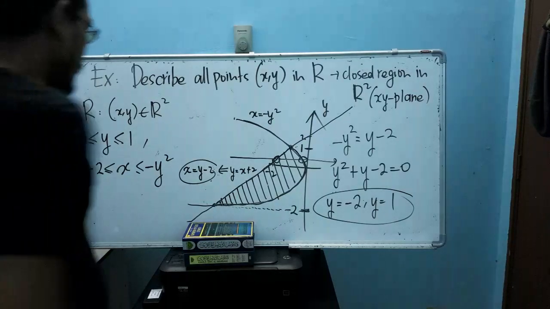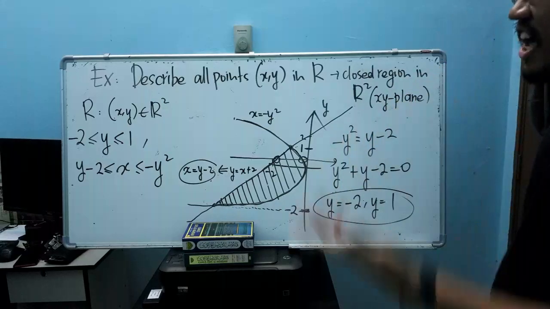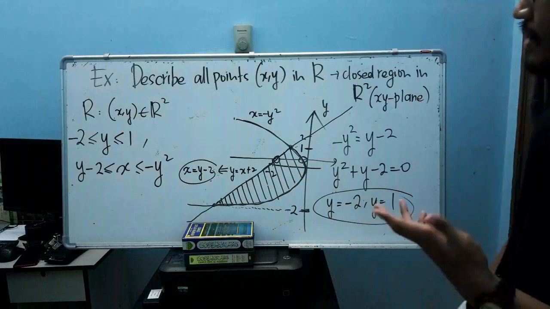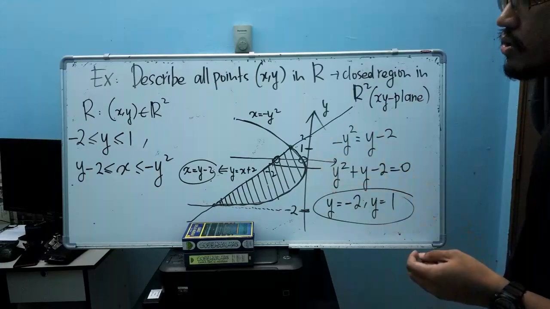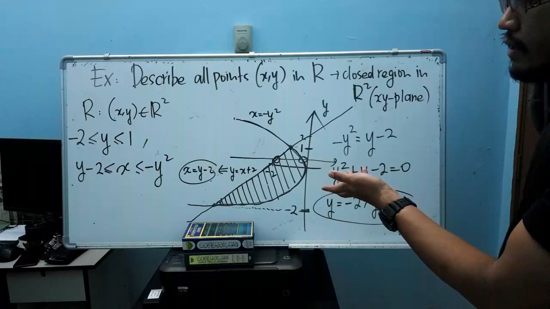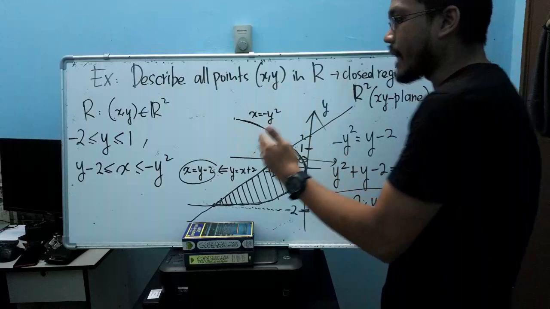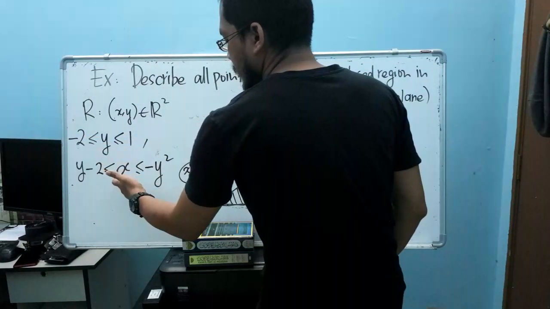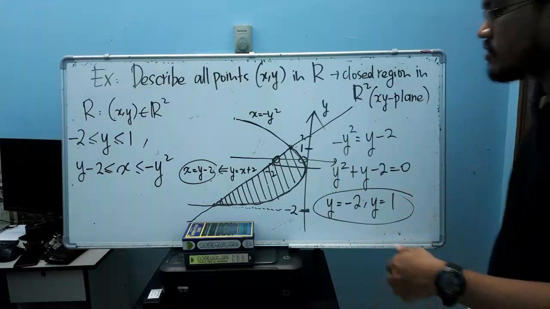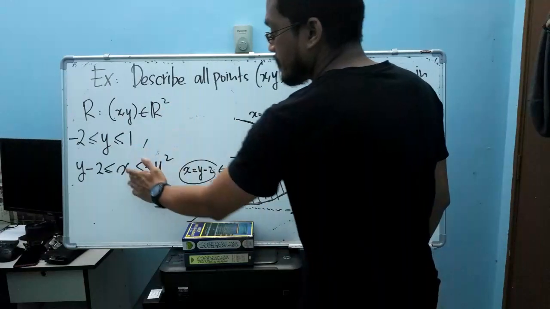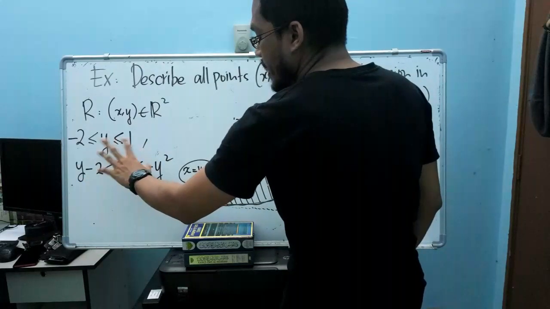So always remember, when you want to describe all points in R, please make sure that you sketch your R. Why? Because when you sketch the R, you can see how to control the condition of y and the condition of x. It is very important to sketch your R first. The idea is to find the correct condition for y and the correct condition for x, because we might have a problem if we don't sketch the R. We don't know which functions this x should be in between, and we might make some mistakes.